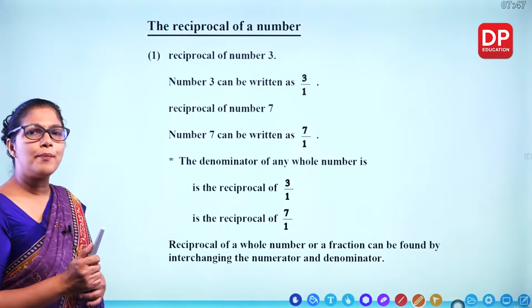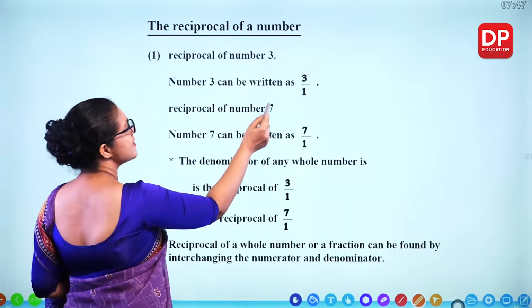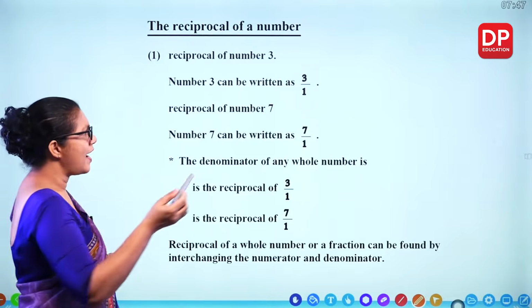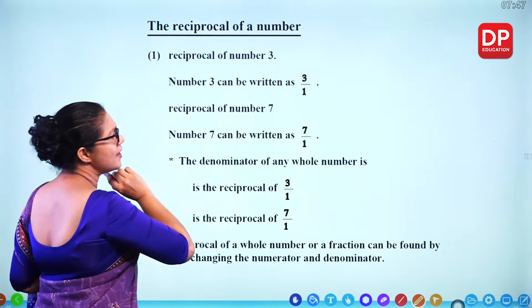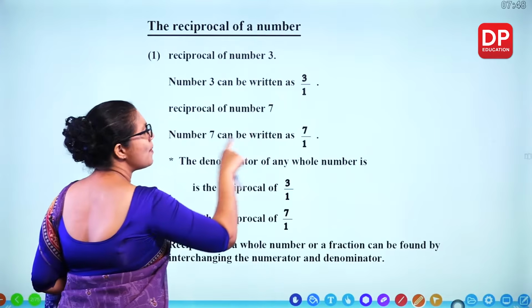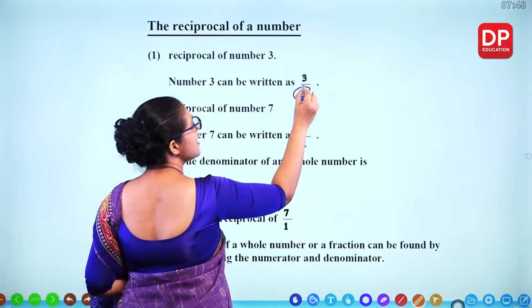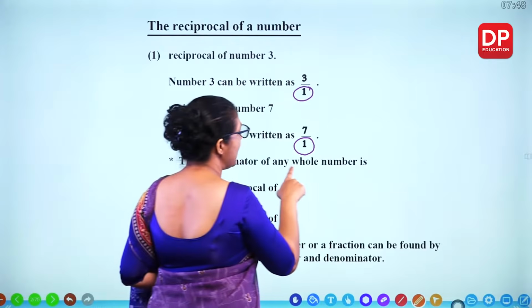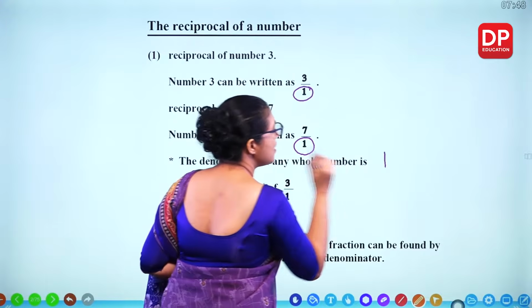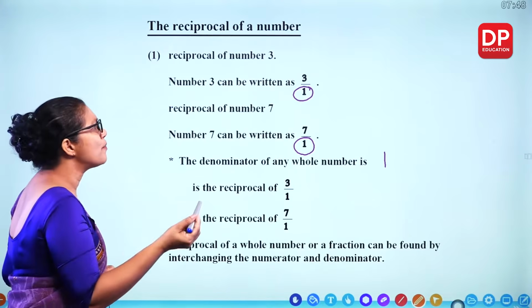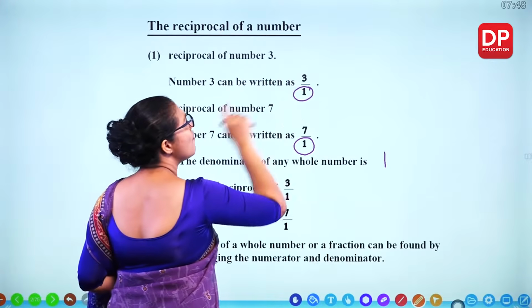Let's take whole numbers, 3 and 7. How can we write them as fractions? 3 I can write as 3 over 1, and 7 as 7 over 1. So what's the denominator? The denominator is always 1 for a whole number. So the denominator of any whole number is 1.